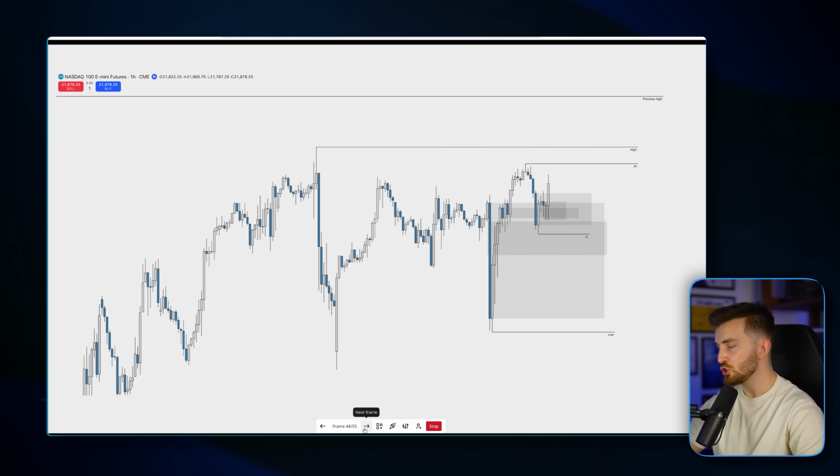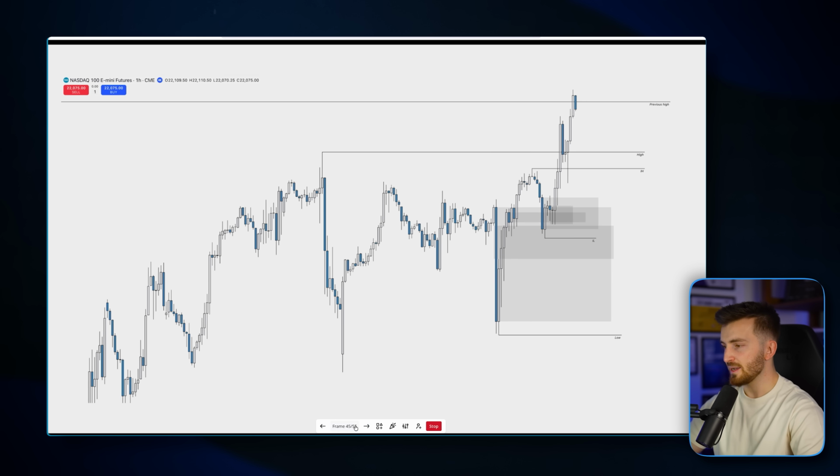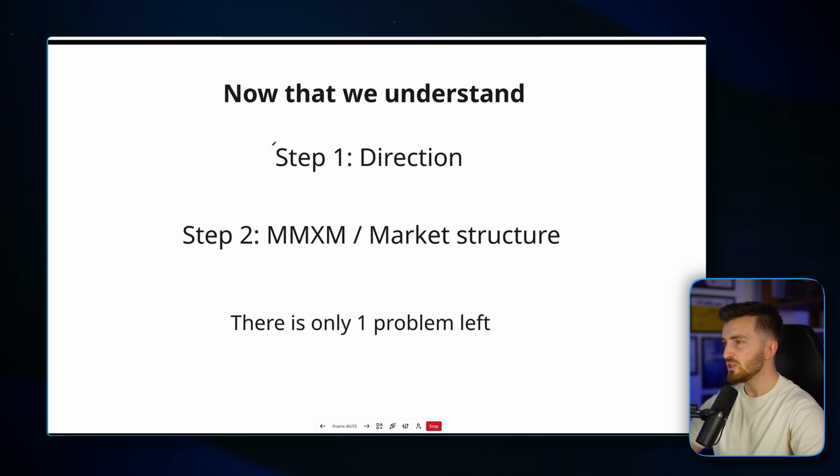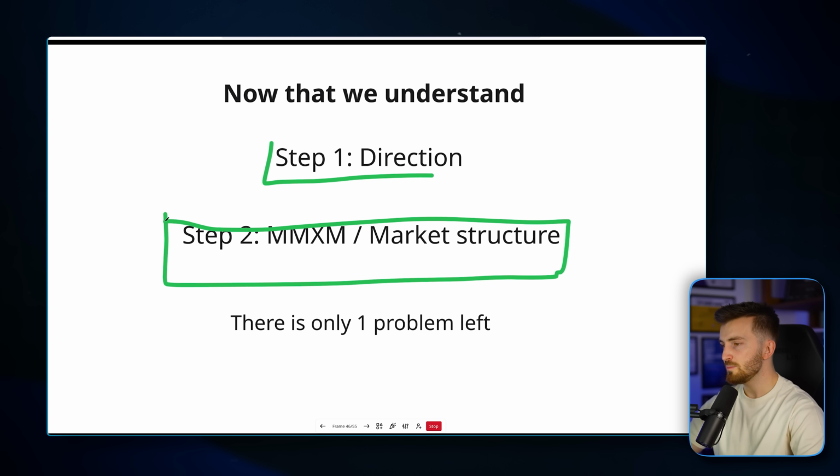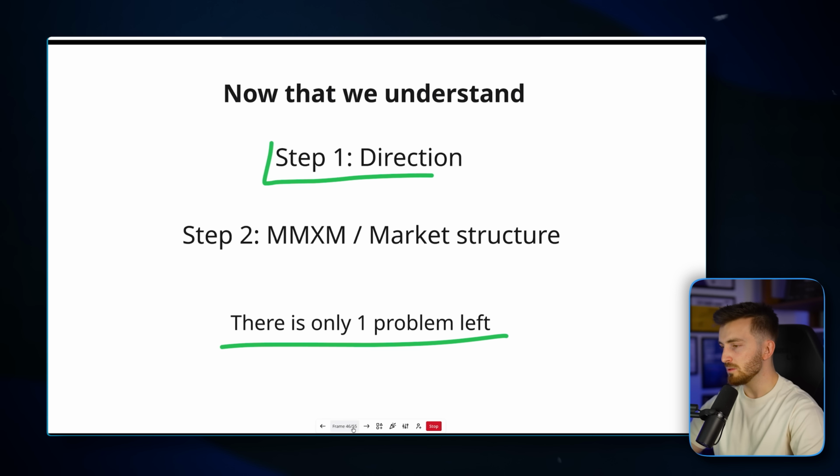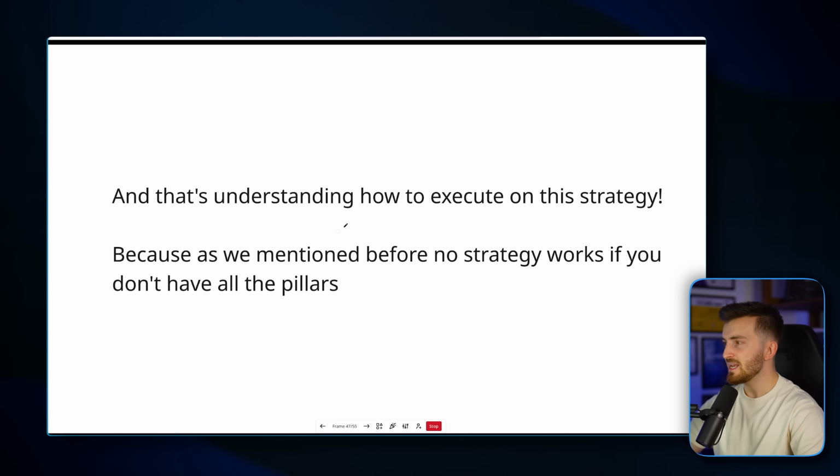So what is the market choosing to respect? It's choosing to respect bullishness. Now that we understand the direction of the market structure that we're going to be looking for, there's only one problem left, which is understanding how to execute on this strategy. Because as we mentioned before, no strategy works if you don't have all of the pillars.